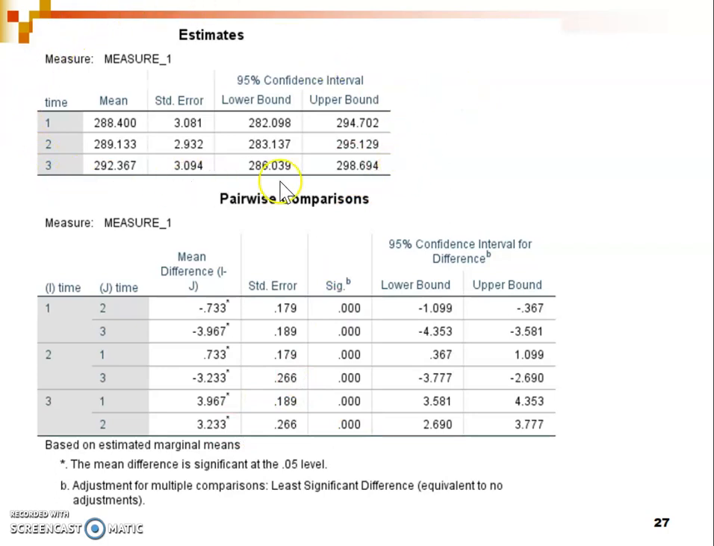So this table is labeled estimates, and you'll notice that it separates each time point and tells you the mean at that time point. So this would be the baseline measure, which was time 1. There's the average GRE score at time point 1. Here we have time point 2. And there is our average GRE score at time point 2, that midpoint.